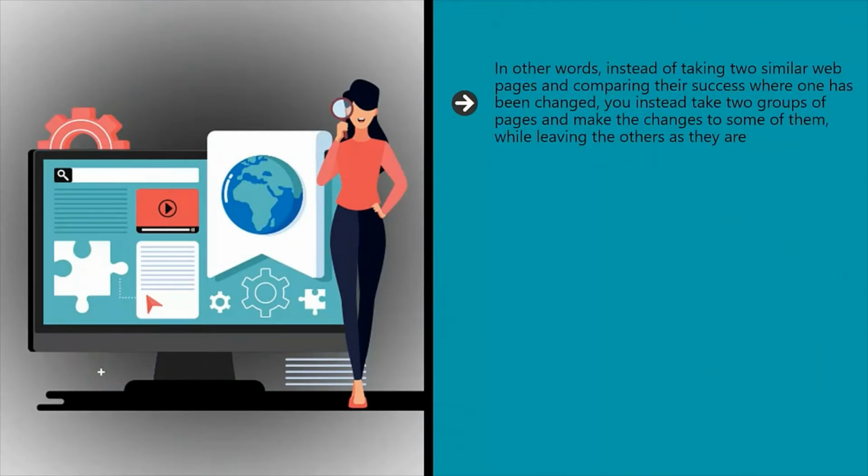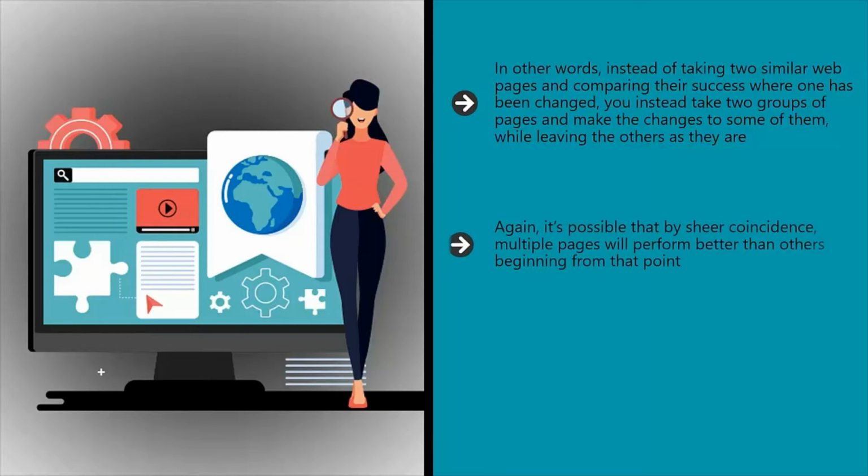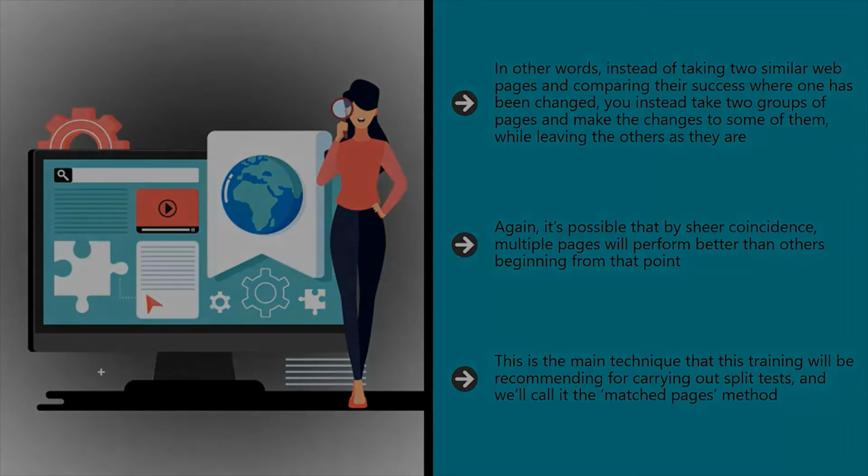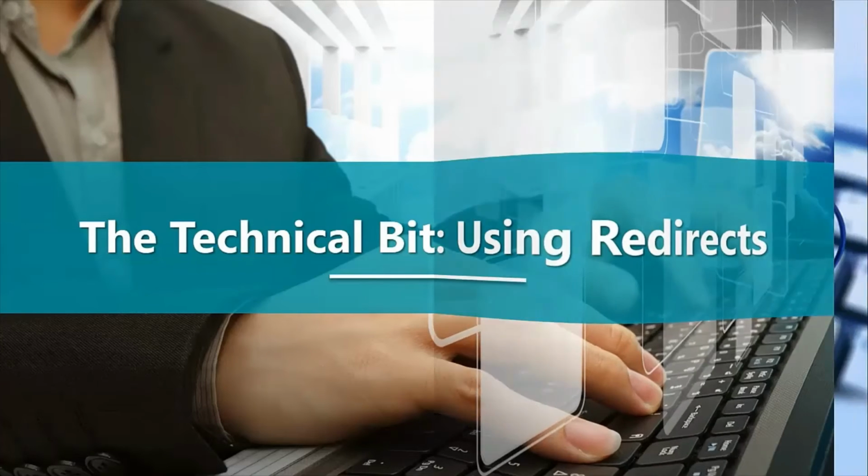In other words, instead of taking two similar web pages and comparing their success where one has been changed, you instead take two groups of pages and make the changes to some of them while leaving the others as they are. Again, it's possible that by sheer coincidence, multiple pages will perform better than others beginning from that point. But that's when you use statistical significance tests, compare the new and the old ranking positions of those in Group A to those in Group B, and then find out if the data suggests an effect. This is the main technique that this training will be recommending for carrying out split tests, and we'll call it the matched pages method. The technical bit, using redirects.